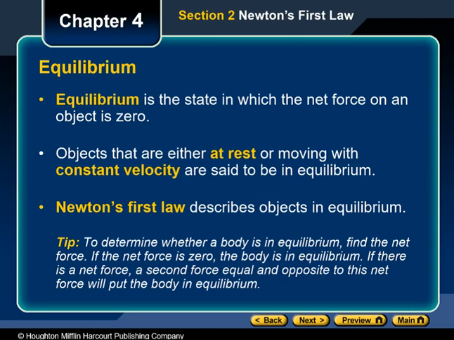Equilibrium. Objects that are either at rest or moving with constant velocity are said to be in equilibrium. Newton's first law describes objects in equilibrium, whether they are at rest or moving with a constant velocity. Newton's first law states one condition that must be true for equilibrium. The net force acting on a body in equilibrium must be equal to 0.